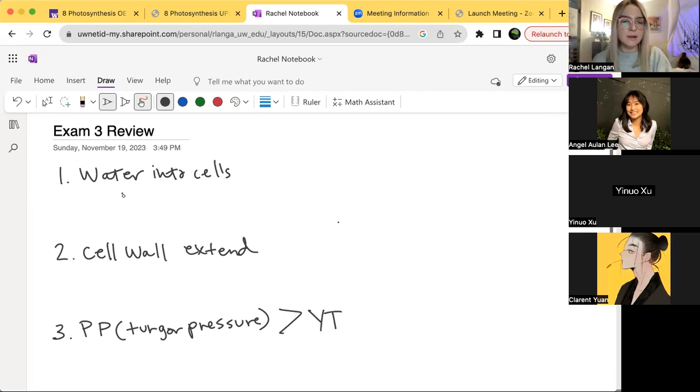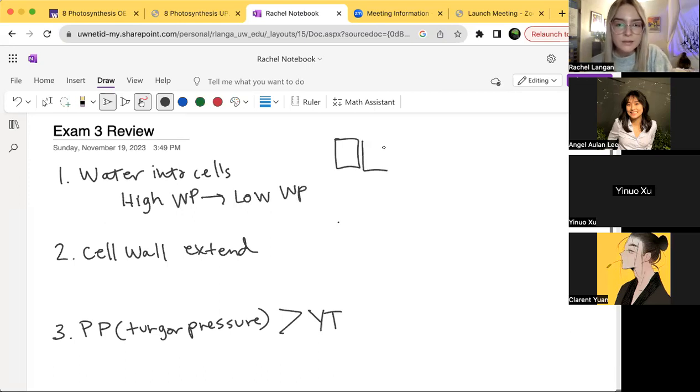So how are these things accomplished? How do we get water into cells? Well, water is going to want to move from a high water potential to an area of low water potential. So if you have two plant cells, let's say one has a water potential of 4 and the other has a water potential of 2, the water is going to move way more into the 2 cell than into the 4. Why? Because it has a lower water potential. Water moves high to low.